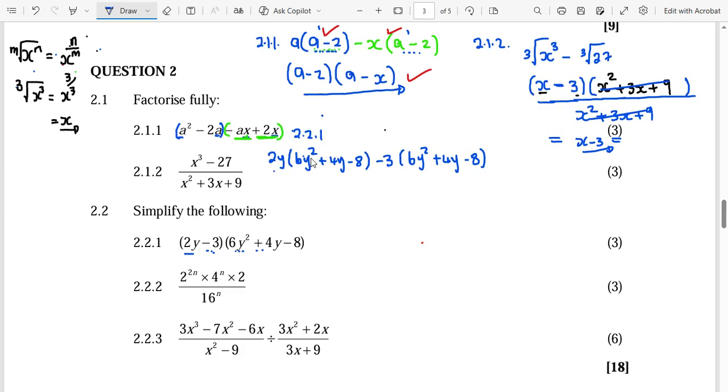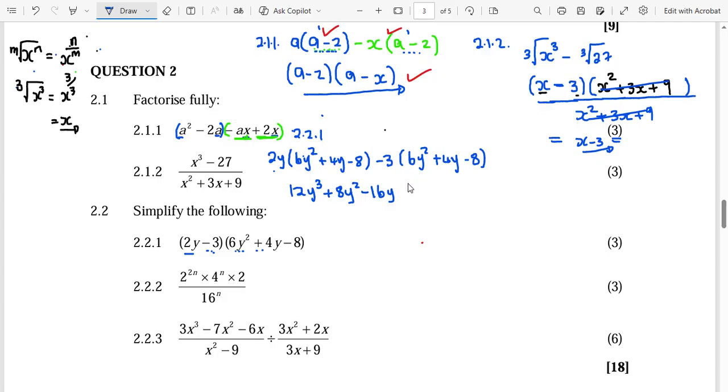2y times 6y squared, that gives us 12y to the power 3. Okay? Then 2y times 4y, that gives us positive 8y squared. Then 2y times minus 8, that gives us minus 16y. Then now we are multiplying the bracket with minus 3.